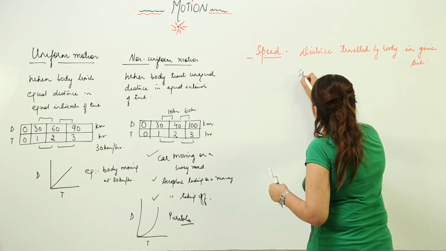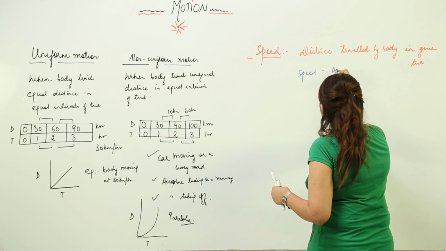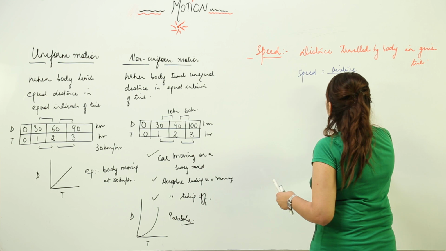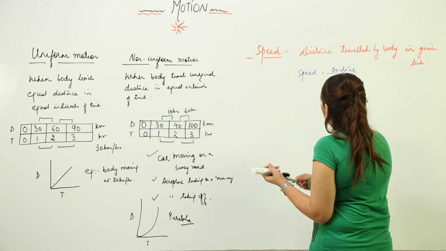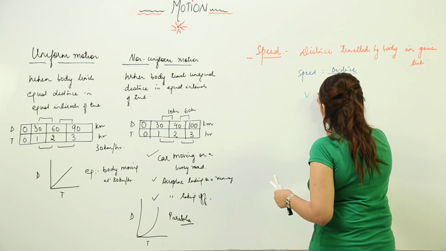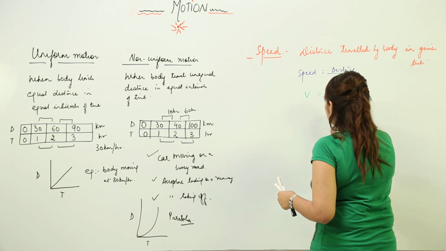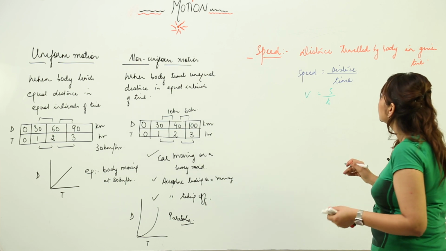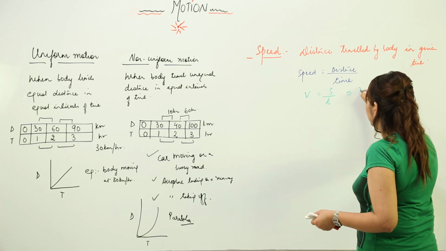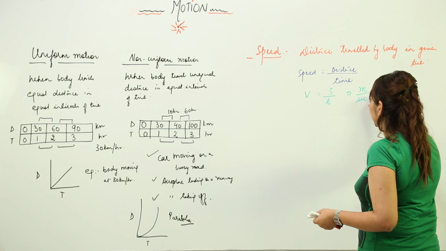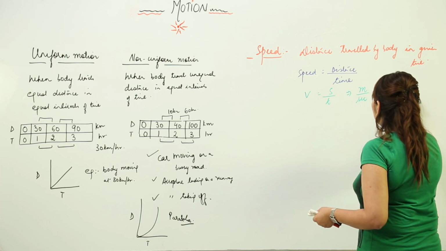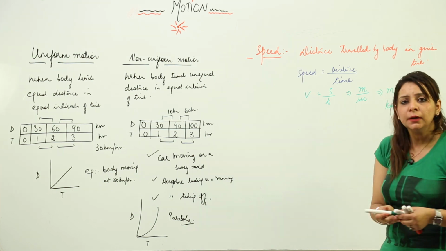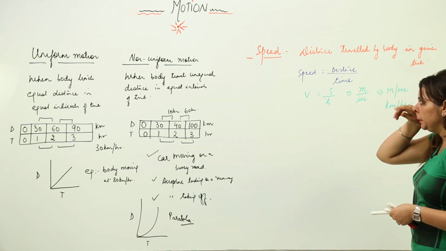So, speed is distance upon time. If we use symbols for it, speed is v, distance is s, time is t. And if we look at the units, distance is expressed in meters, the smaller unit, and time in seconds. So the unit comes out to be meter per second, or the bigger unit comes out to be kilometer per hour. So this is speed.